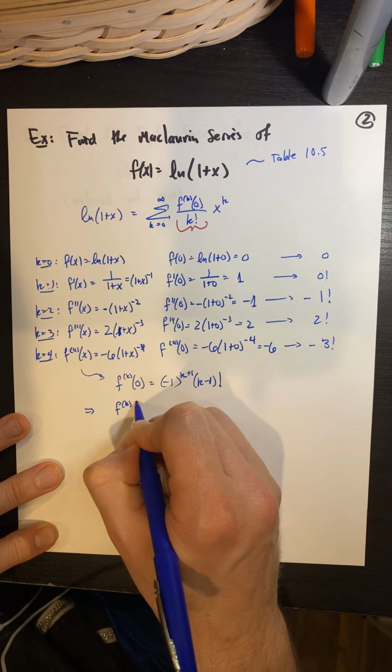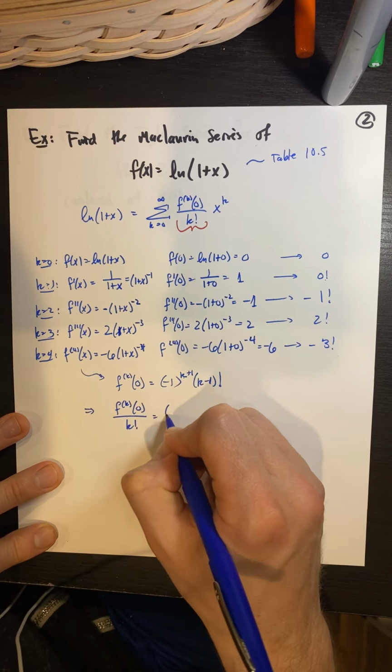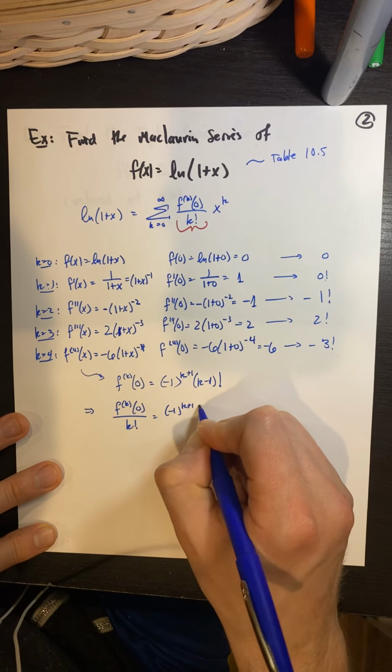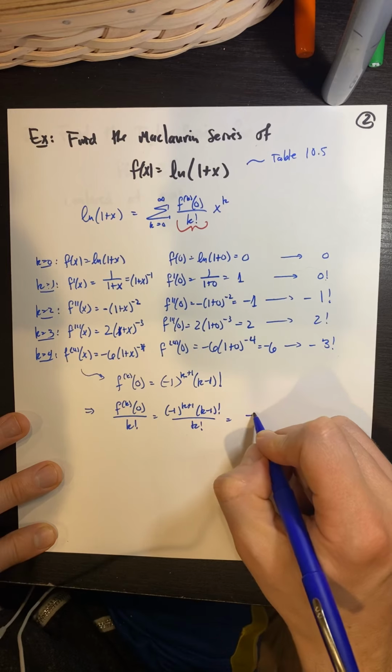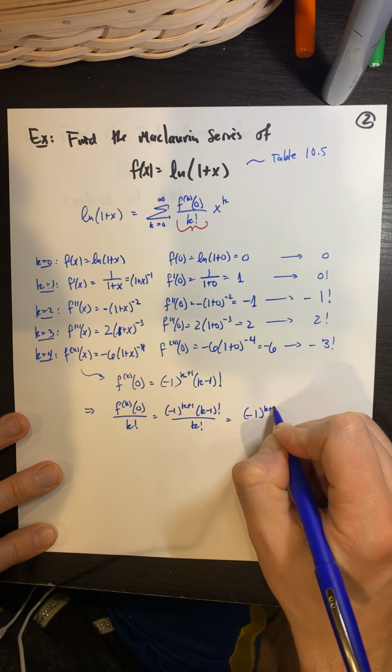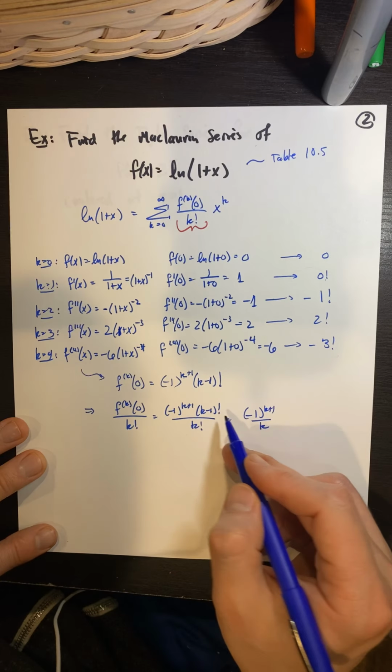Well, f to the k, the kth derivative at 0 divided by k factorial, that's negative 1 to the k plus 1 times k minus 1 factorial, all divided by k factorial. So we get negative 1 to the k plus 1, simply divided by k, since the k factorial and k minus 1 factorial cancel out.